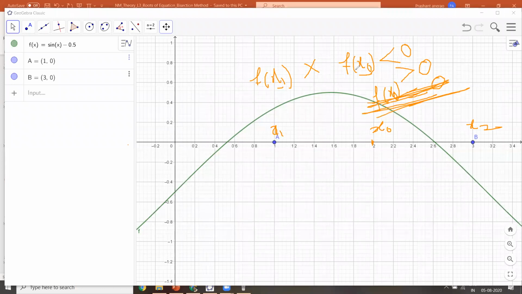Okay, so either this multiplication will be less than 0, in which case the root for the next iteration is between x1 and x0. If it is greater than 0, the root will lie in x0 to x2, the new values. Okay, and we proceed like this. For the second iteration, my new x1 will be x0 and the new x2 will be the same x2. Then again from these two values we will find another root x0.